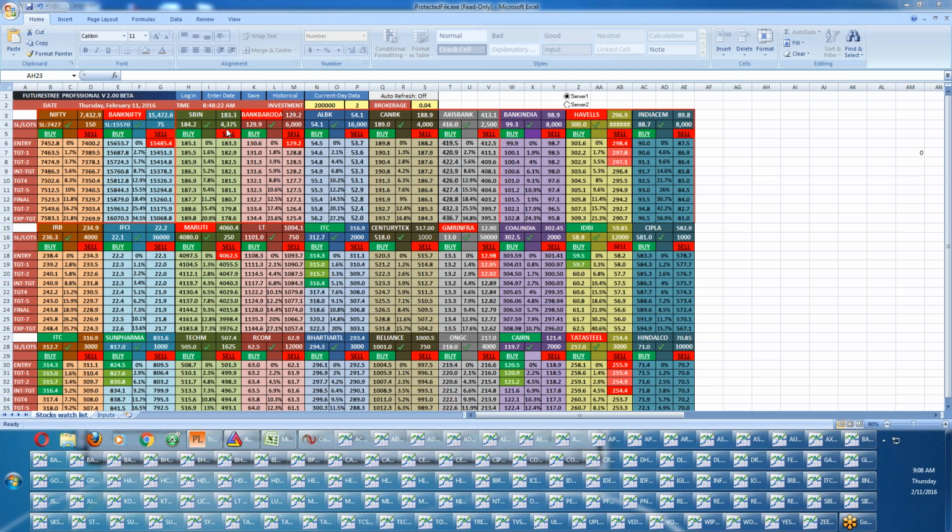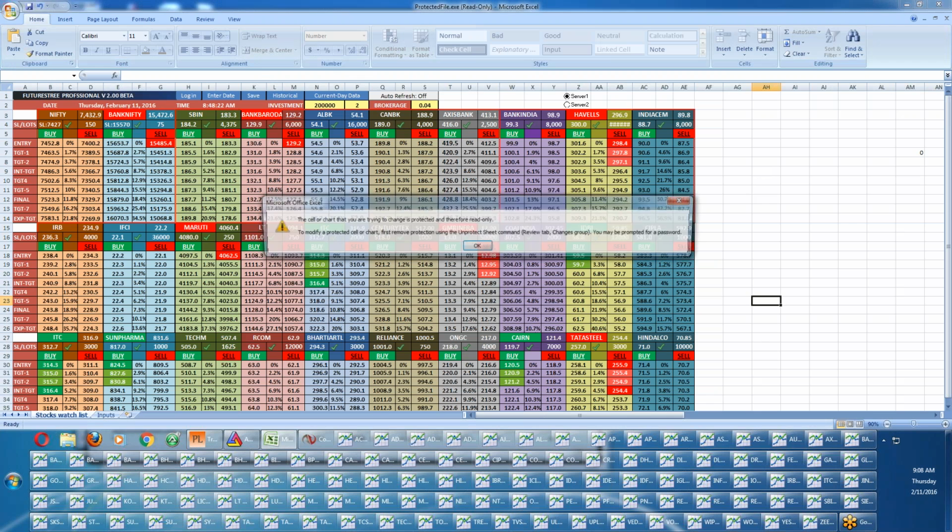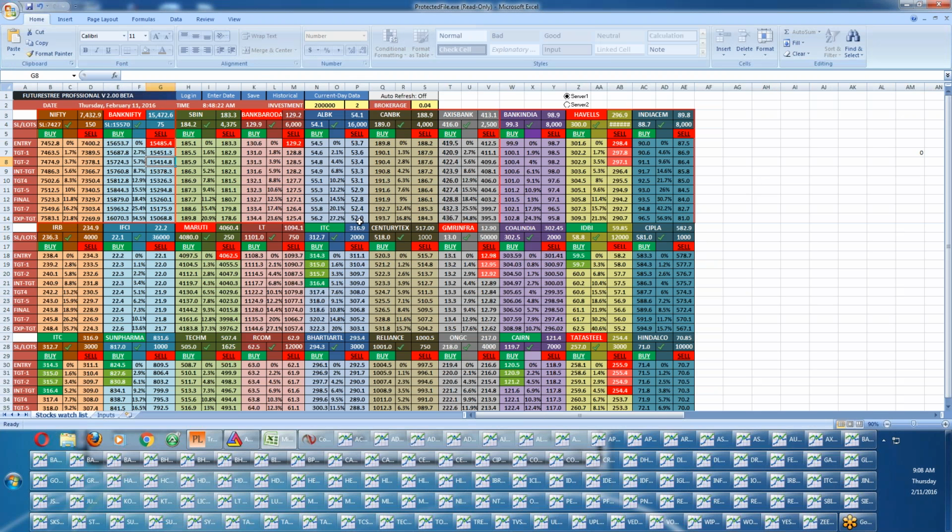This is called CashTree. This is basically a Microsoft Excel application that we have developed. It works on Microsoft Excel 2007. Here we have given 30 cells where you can type in the scripts that you want to trade, and you will be able to trade in scripts that are there in the F&O segment.